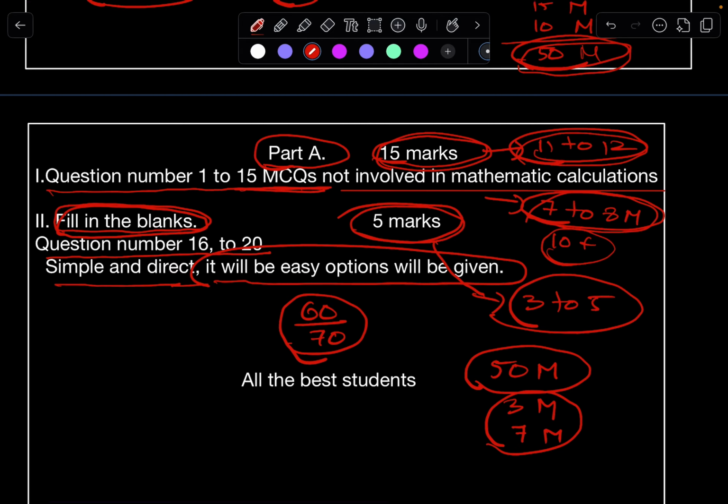It depends on your hard work. You can get 60 plus marks, either plus 2 or plus 3. That depends on your performance, your handwriting. I hope you understand.